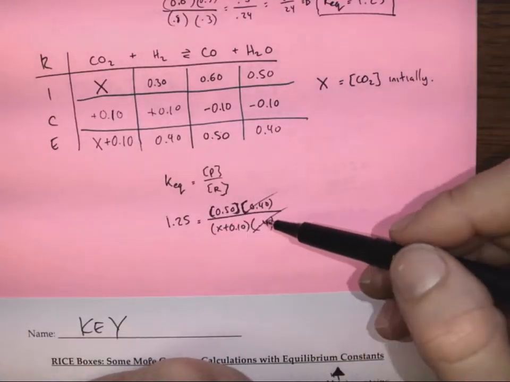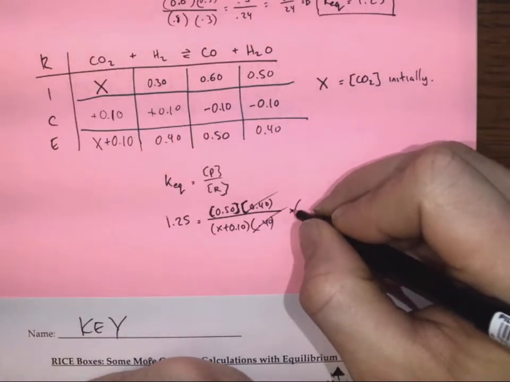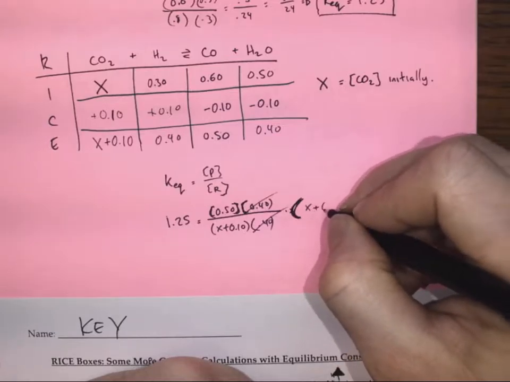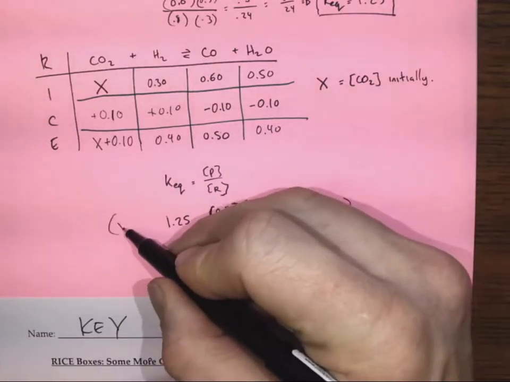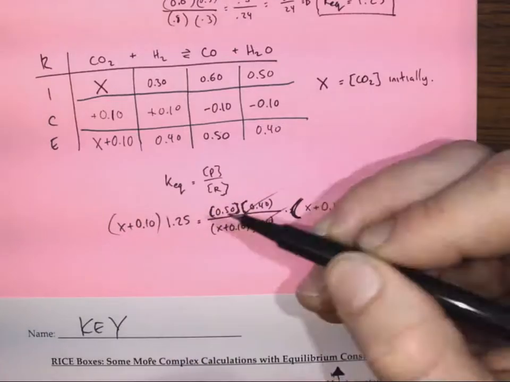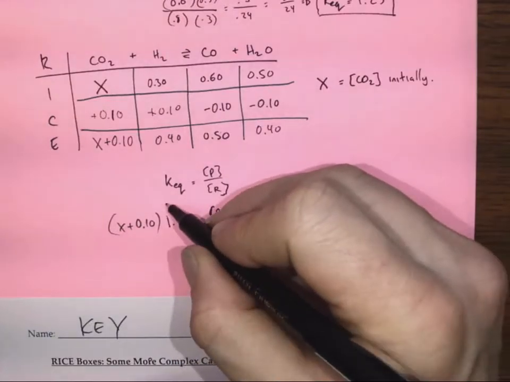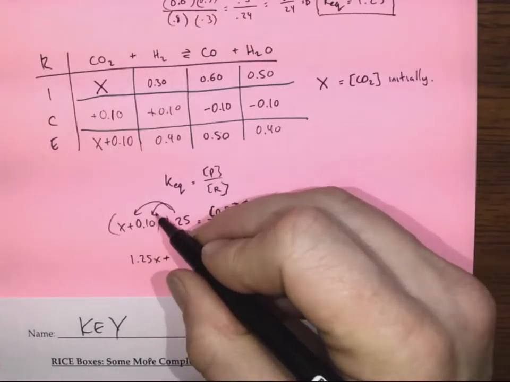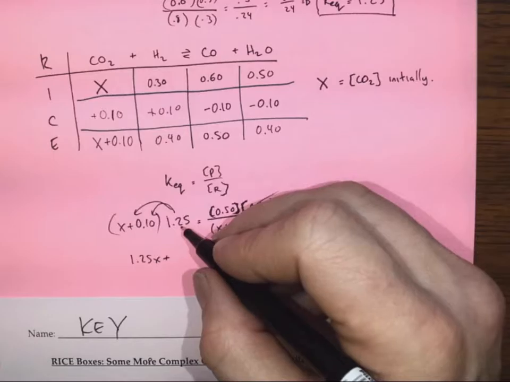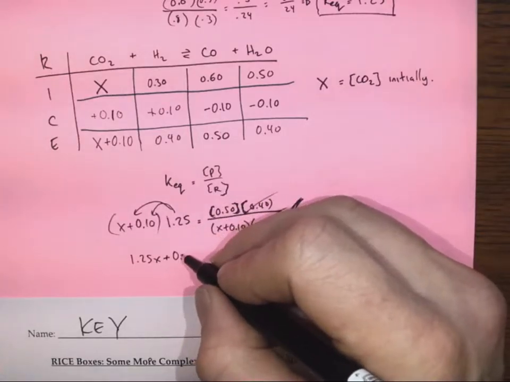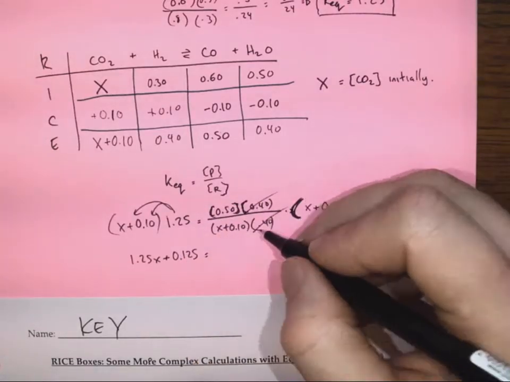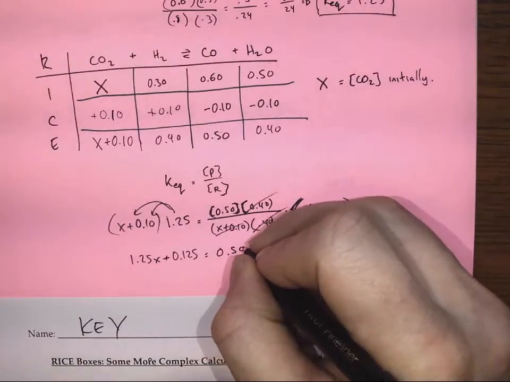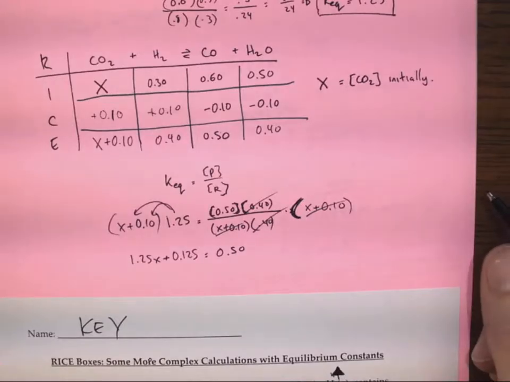I've got a variable in the denominator, so I need to multiply both sides by that expression. I shouldn't use x for multiplication because x is my variable. So I'm going to multiply both sides by x plus 0.10. That's going to get distributed inside, the distributive principle. 1.25x plus 0.1 of 1.25 is 0.125, and that's equal to, well, these guys are going to cancel out too. So I get 0.50 left.